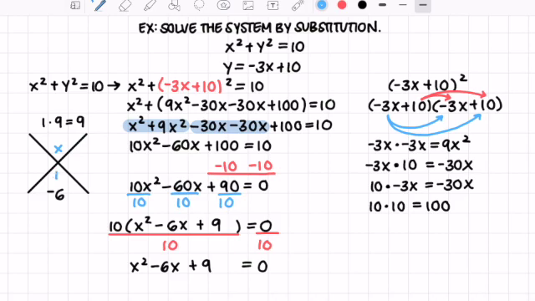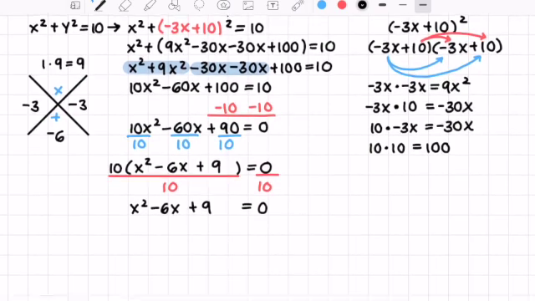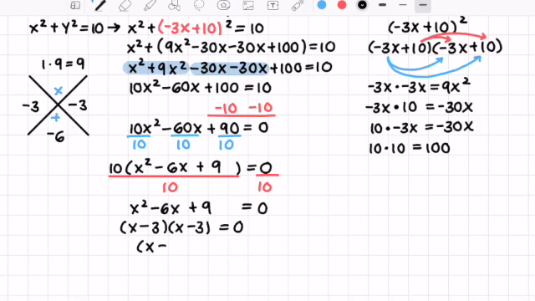Two numbers that would multiply to get 9 and add to get negative 6 would be negative 3 and negative 3. So I could use those two numbers. So right here, I get parenthesis x minus 3, and x minus 3 is equal to 0. So I'm left with x minus 3 to the power of 2 equaling 0.